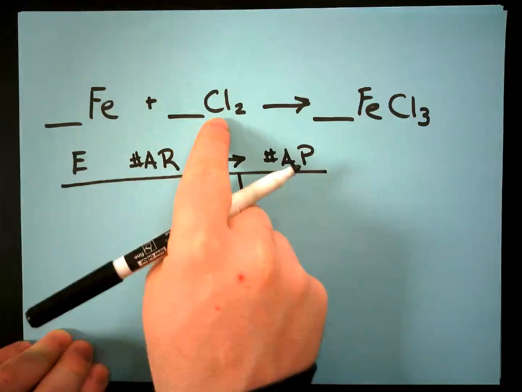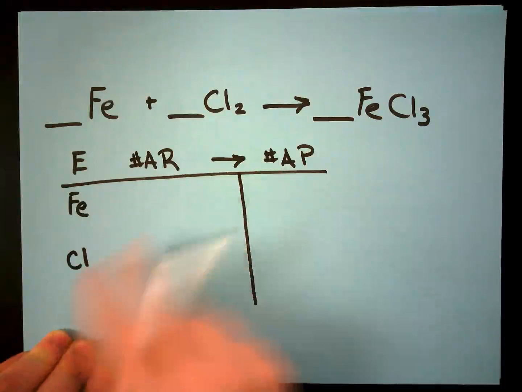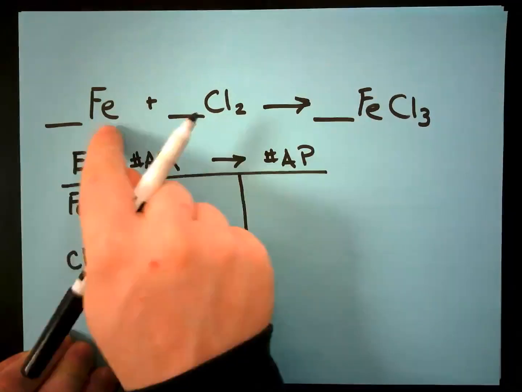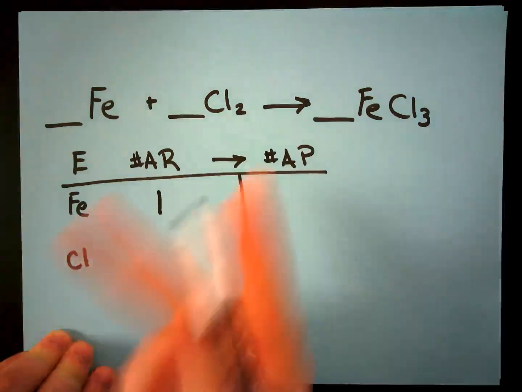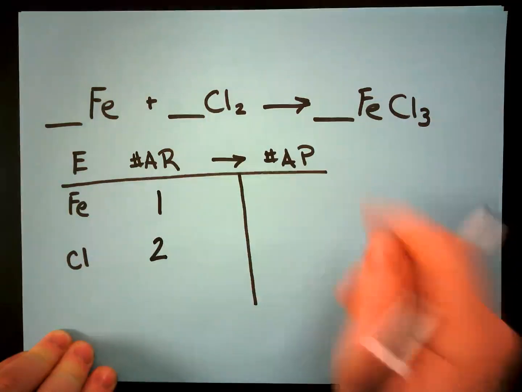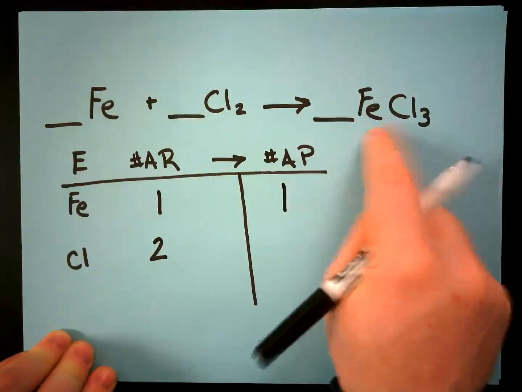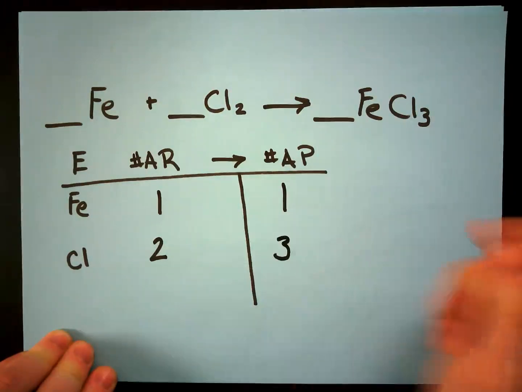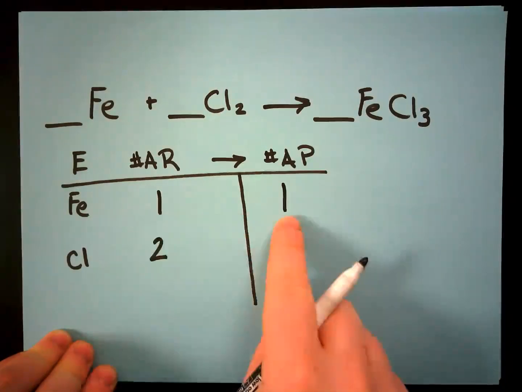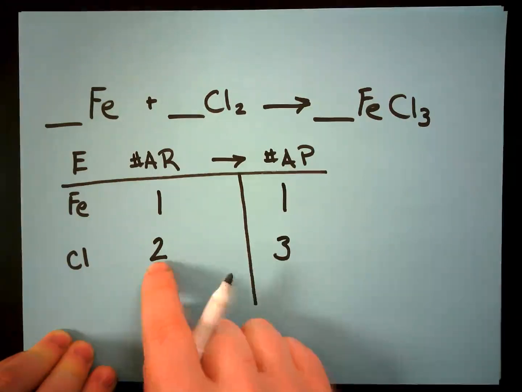And it looks like all we're working with is just iron and chlorine. Looking at my reactant side, I've only got one atom of iron, and over here it looks like I've got 2 atoms of chlorine. Lovely diatomic guy right there. And then over here on the product side, I still just have 1 iron, but now I've got 3 chlorine. So I'm looking at this and saying, well, it looks like iron is ready to go. I don't need to mess with iron. But looking at chlorine, I've got a 2 and a 3.